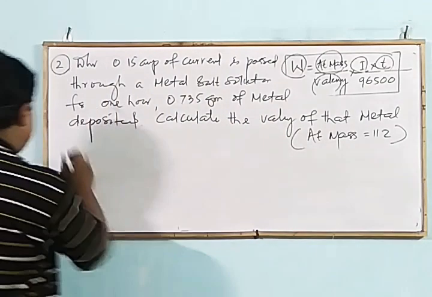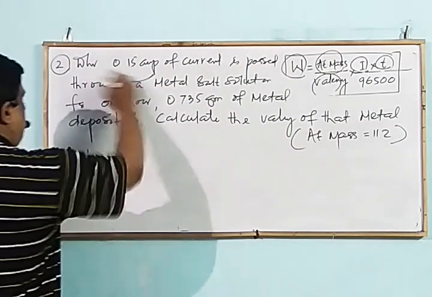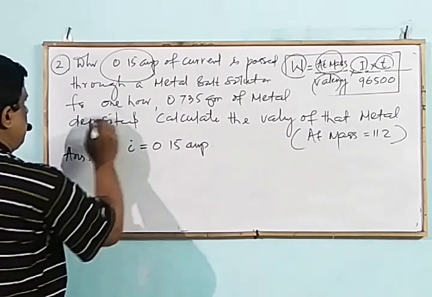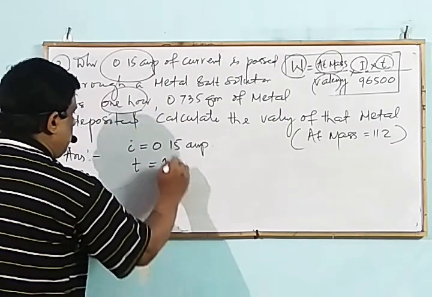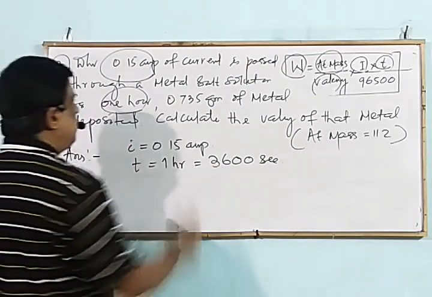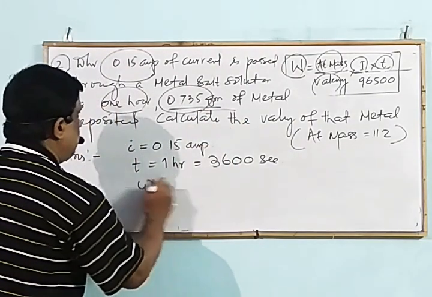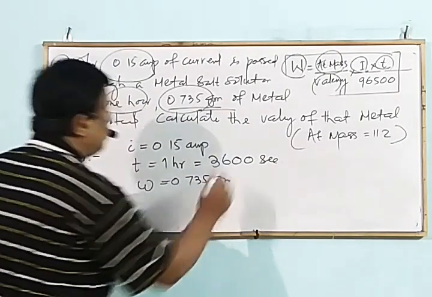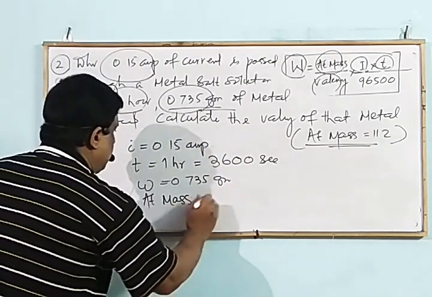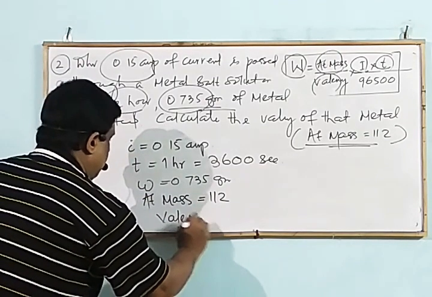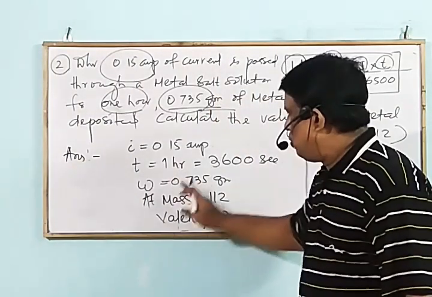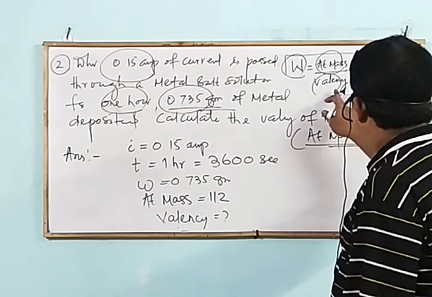Read the question. Answer: what are the data given? I is equal to 0.15 ampere. Through a metal salt solution for 1 hour, T is equal to 1 hour, that is 3600 seconds. This much mass is deposited, that is W is equal to 0.735 gram. And atomic mass is given, that is atomic mass is equal to 112. The question is to calculate valency. Mark that. From the 5 parameters, 1, 2, 3, 4 parameters are given. So putting these values, that is valency.